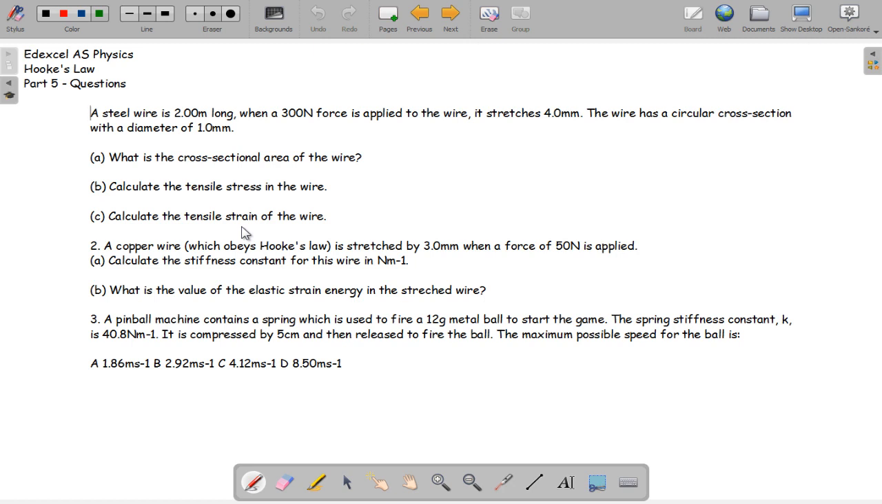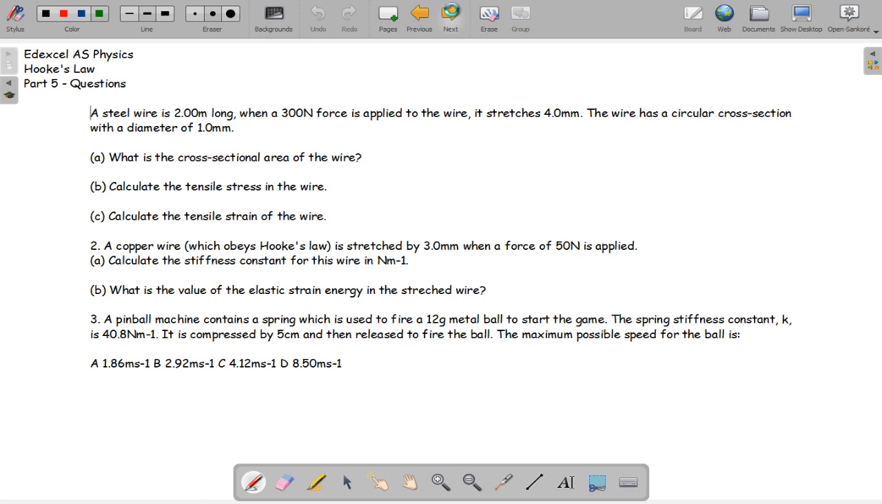For question 3, a pinball machine contains a spring which is used to fire a small 12-gram metal ball to start the game. The spring has a stiffness constant of 40.8 Nm^-1. It is compressed by 5 centimeters and is then released to fire the ball. The maximum possible speed of the ball is either A 1.86 ms^-1, B 2.92, C 4.12, or D 8.5 ms^-1. I'll give you a quick 5-second pause and we'll have a look at the answers.